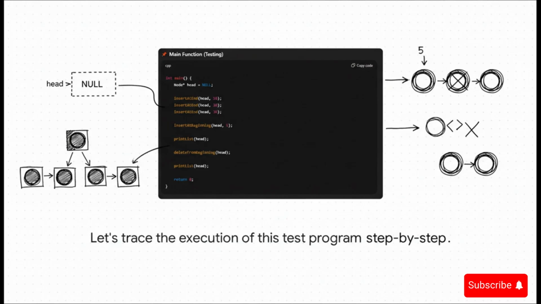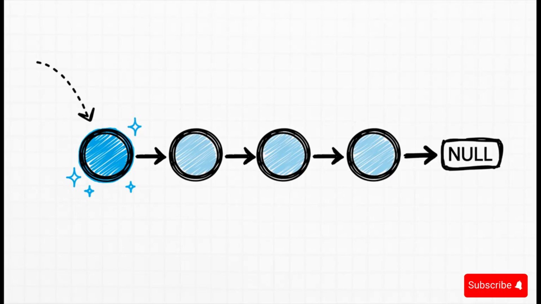Then we use our function to insert 10, then 20, then 30 at the end. After that, just for fun, we insert the number 5 at the beginning. We'll print the list to see what it looks like, then we'll delete the first element and print it one more time to see the change. And boom! Here's the result after that first set of commands.